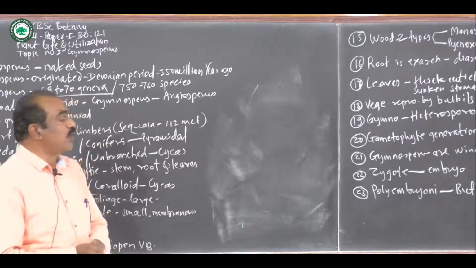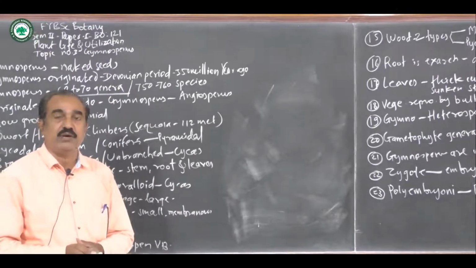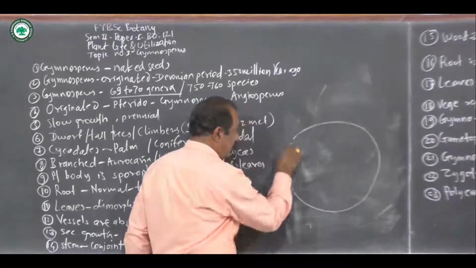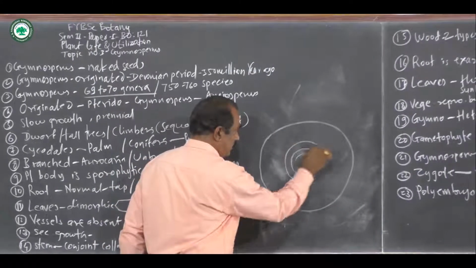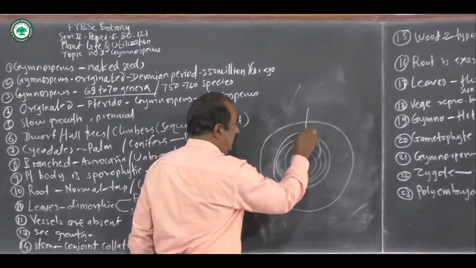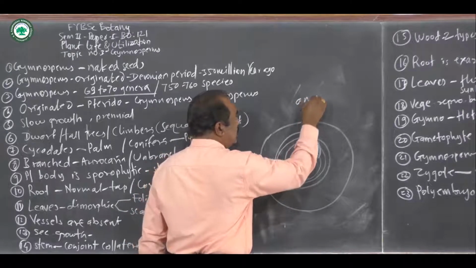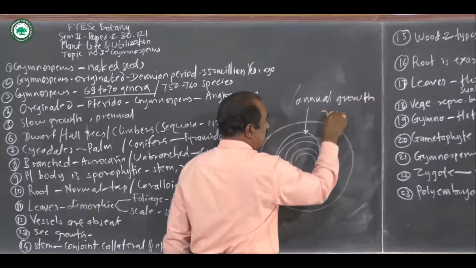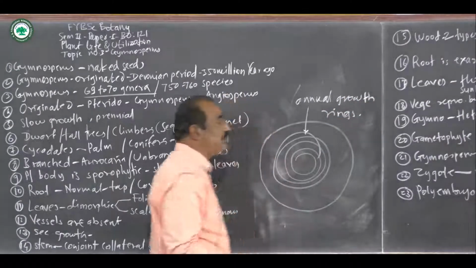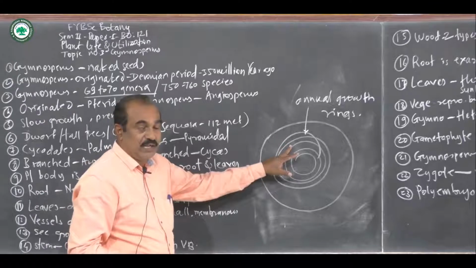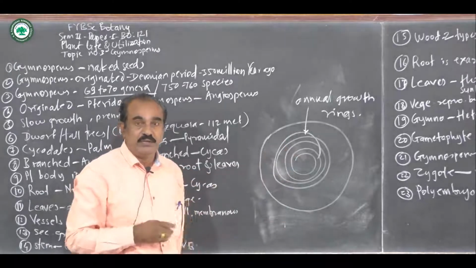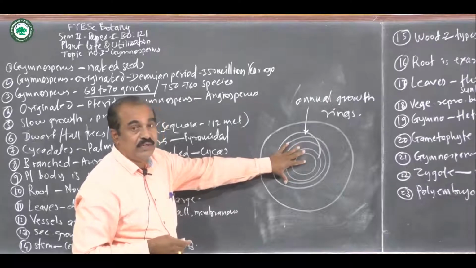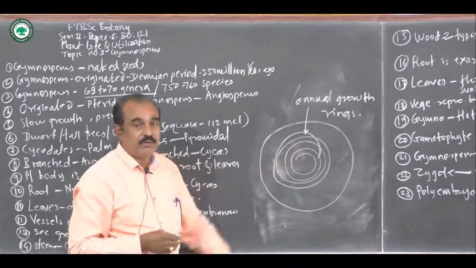Now the internal structure of this wood shows annual rings, also called growth rings. The structure is like this. So these are the annual growth rings. This is nothing but the development of the xylem element, secondary xylem, in one year. So each growth ring indicates the age of that particular stem.